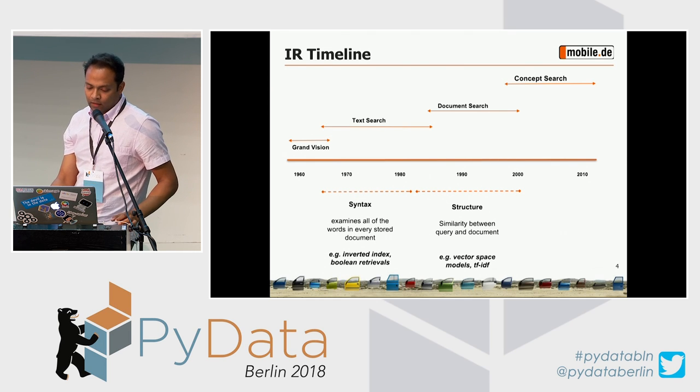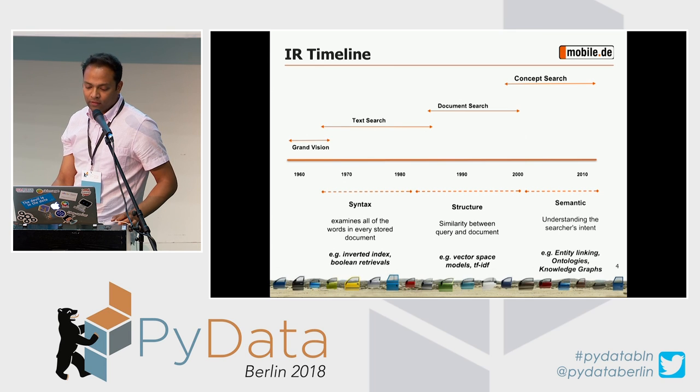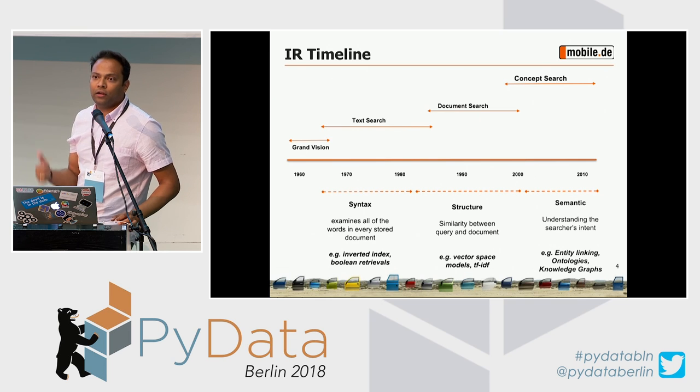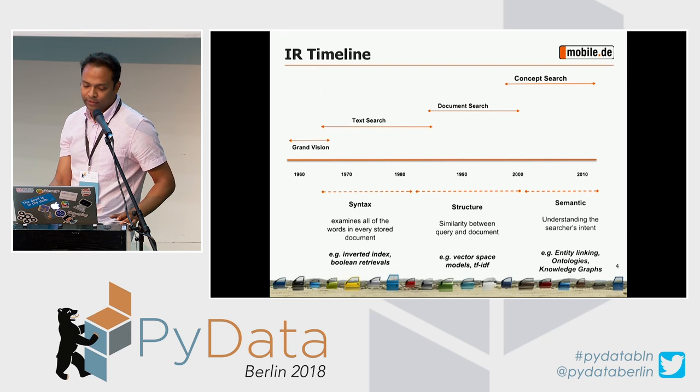Just look it up. And in the more recent, it's more conceptual searches. For example, you can hear of knowledge graphs, of semantics, of ontologies, you can have graph traversal algorithms there, entity linking and stuff like that. So this is the more recent stream of research in this direction.